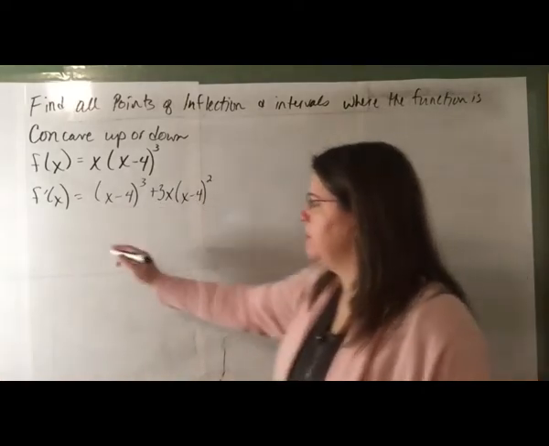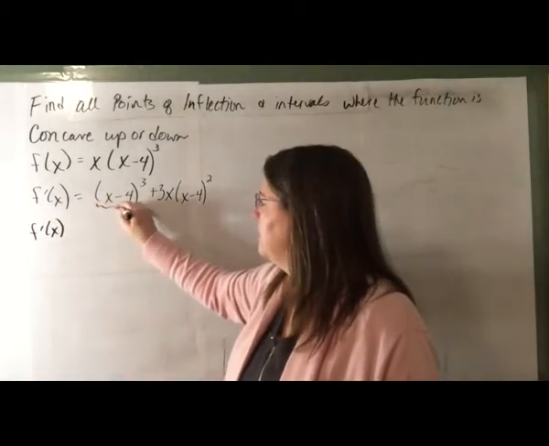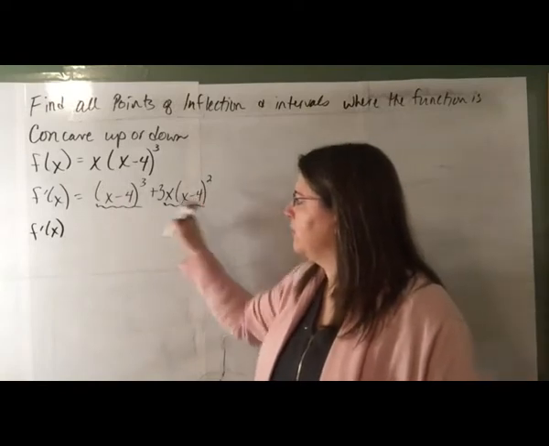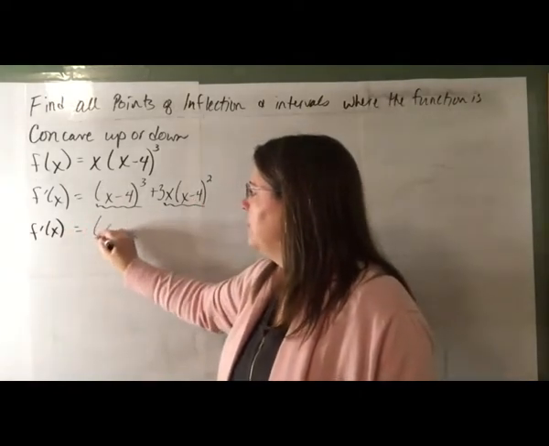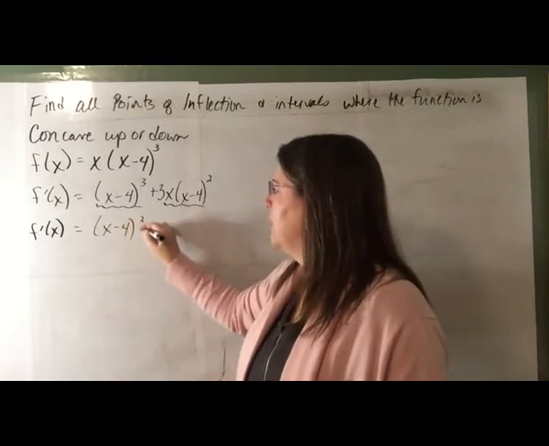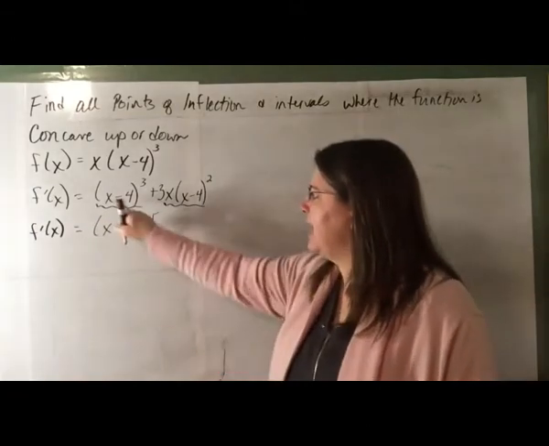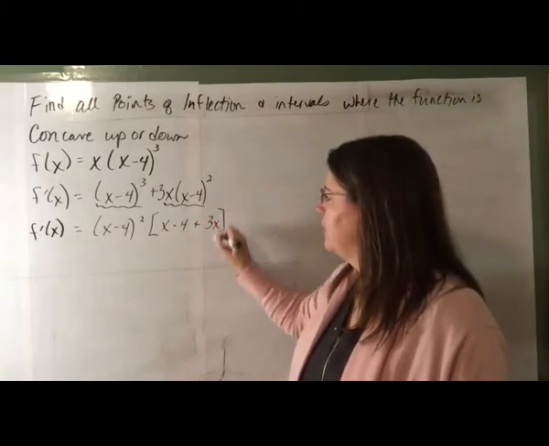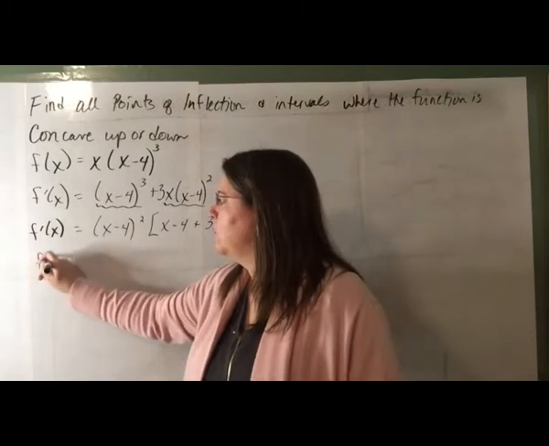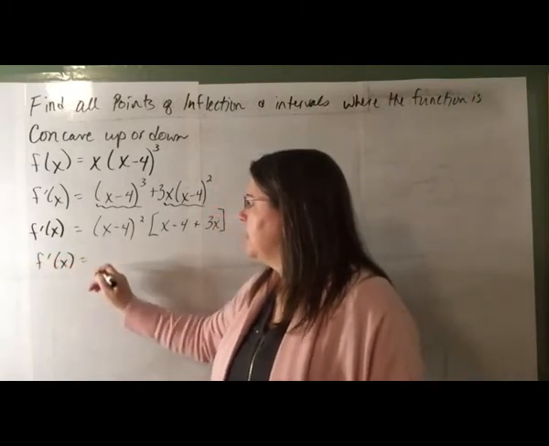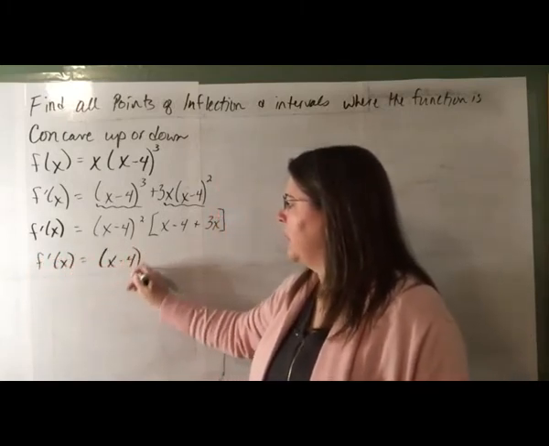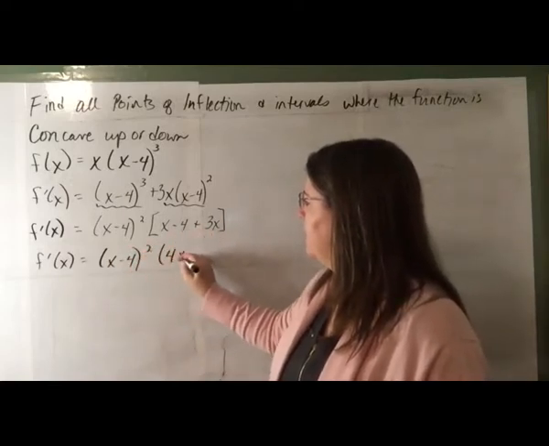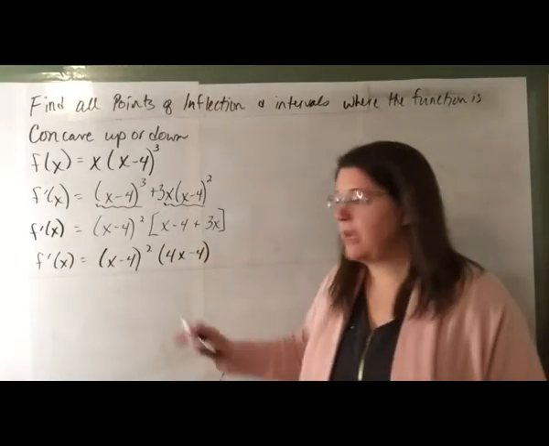I could simplify that a little bit. If I consider this being the first thing and this being the second thing, I can bring out an (x minus 4) squared from both of those terms. So if I do that, I have (x minus 4) squared left on the outside, and on the inside I have an x minus 4 plus a 3x. So the simplified form of f prime of x is going to be (x minus 4) squared times (4x minus 4). The next thing I need to do is take the second derivative.